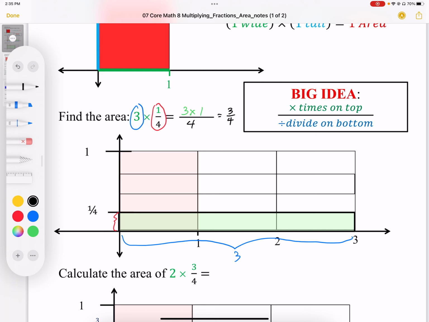Okay, and when we look at this, that pink area represents one whole, and we can see that one of these rectangles here, I'm just going to shade this green piece here. One of these rectangles represents 1/4, and we have 3 1/4. That's the area that we fill in when we have 3 times 1/4.